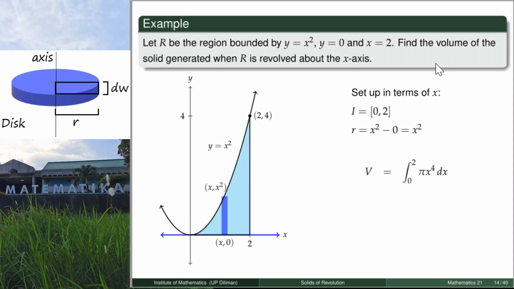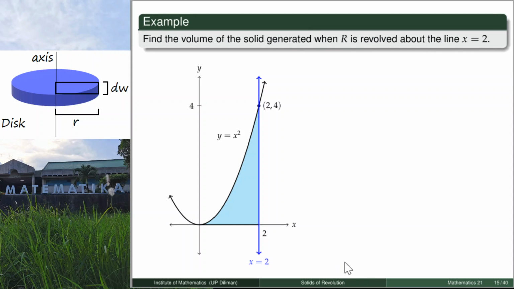Now, our question is find the volume. So we are not yet done. We still have to find the exact value this is equal to. And what is that value? All you need to do is apply your previous lessons on definite integrals. So anti-differentiate this like normal and evaluate, and you get the answer. So this is the volume of the solid of revolution. Okay? So let's go to the next example.